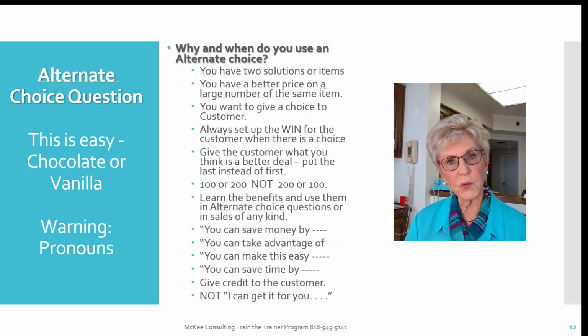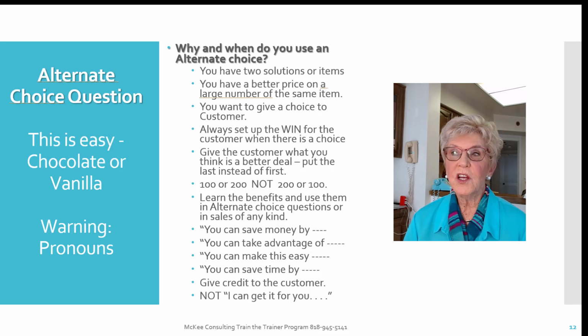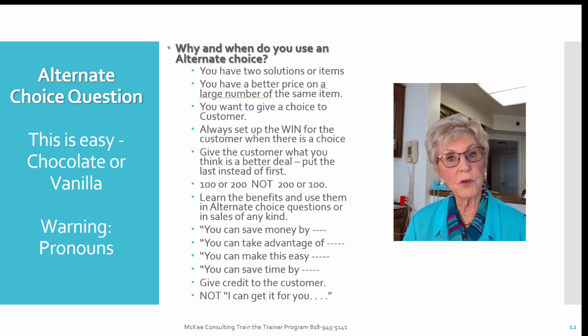Now remember, if we're setting up a question, we can set it up much better than that, and we can ask our question so that we put what we want them to take second. So we'll just say to the customer, you know, you can really save some money when you get more of the same thing. So instead of 100, you can save money when you buy 200. Which would you prefer?